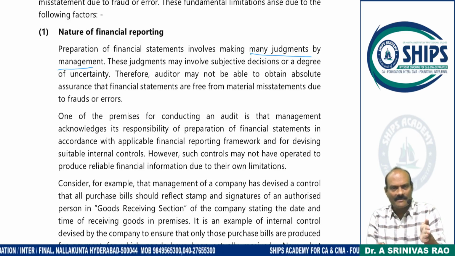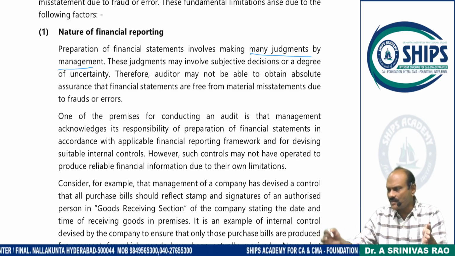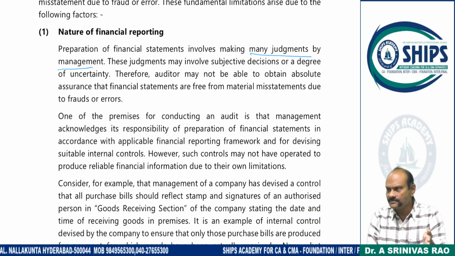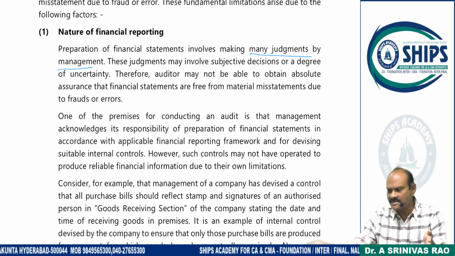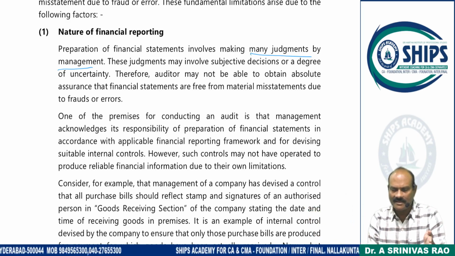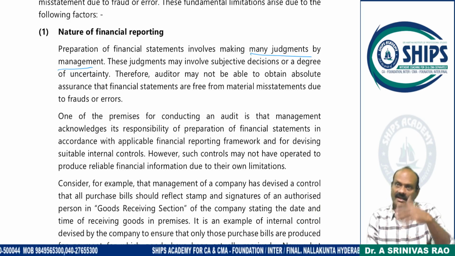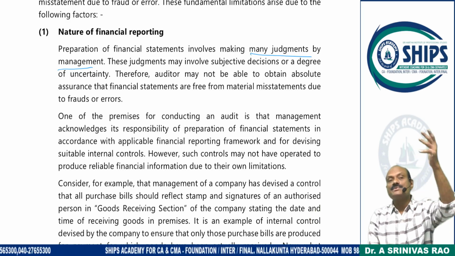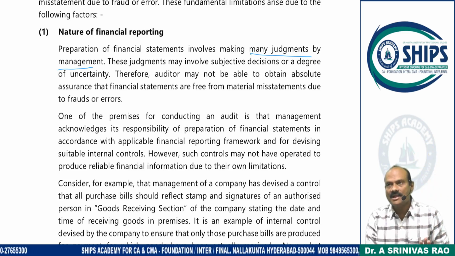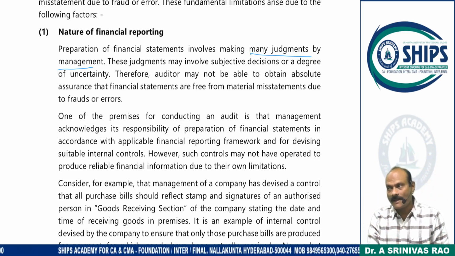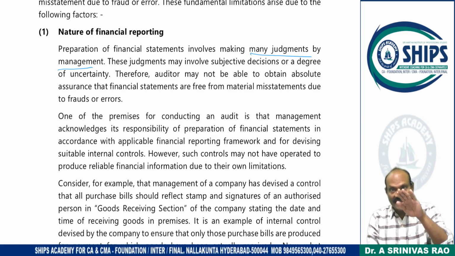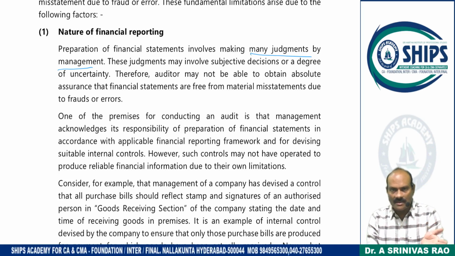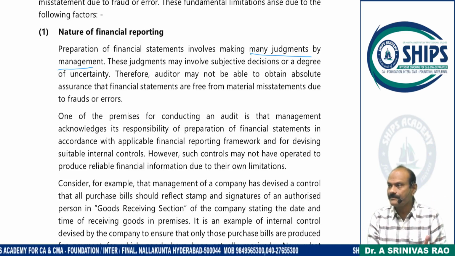We take the current year and compare it with the previous year. Based on last year's experience, management can create the current year's provision. If they are really genuine, the increase or decrease can be done. But if every time they create a higher provision for bad and doubtful debts because they want to show less profit, or vice versa, showing a lower provision because they want to show more profit, maybe.